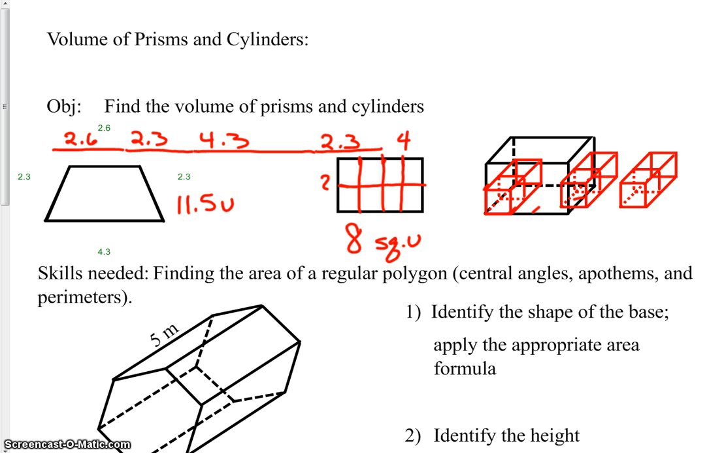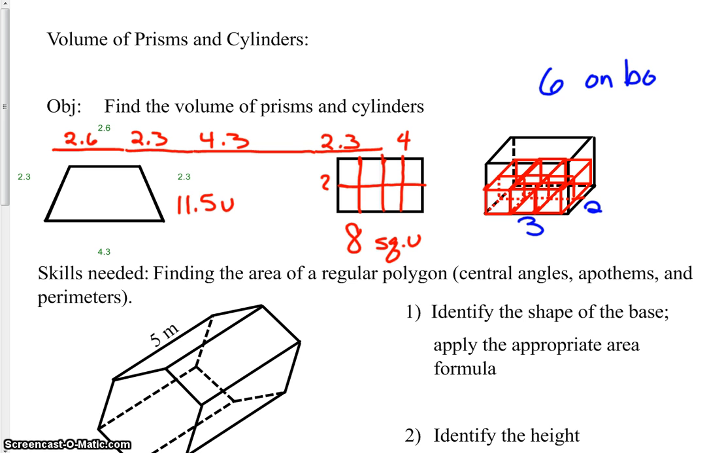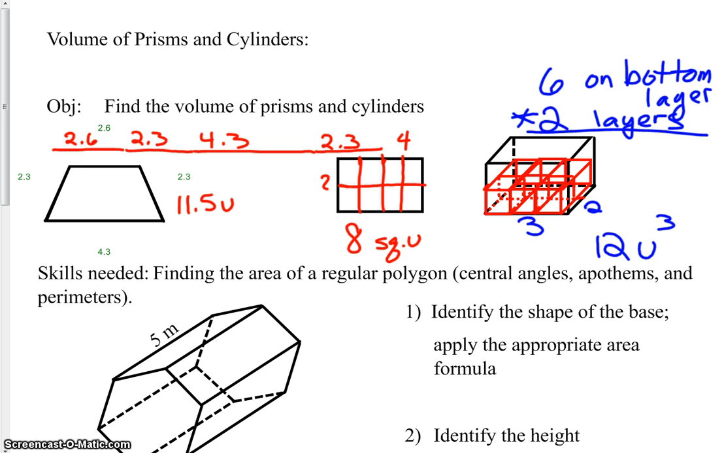Since the bottom layer has length 3 and width 2, it's going to take 6 cubic units in order to fill it. So I have 6 cubic units in the bottom of that. Now, if there's 6 cubic units on the bottom layer, and I have 2 layers tall, so this was 3 by 2, that made 6 on the bottom layer, and it's 2 layers tall, then altogether what it's going to take to fill that is going to be 6 times 2, or 12 units cubed, or cubic units.